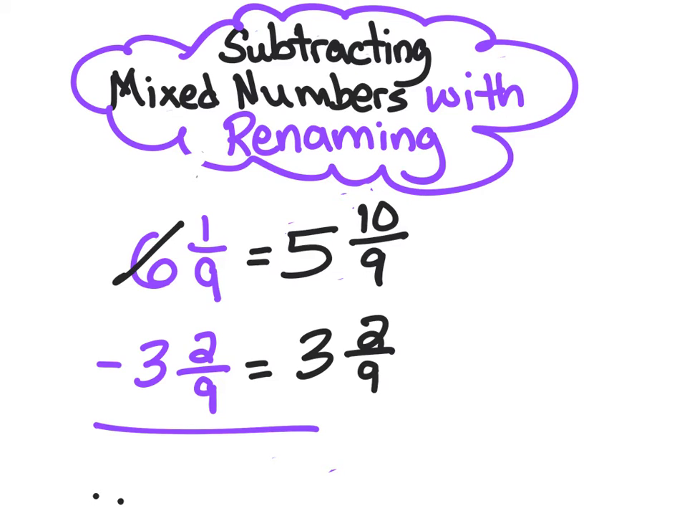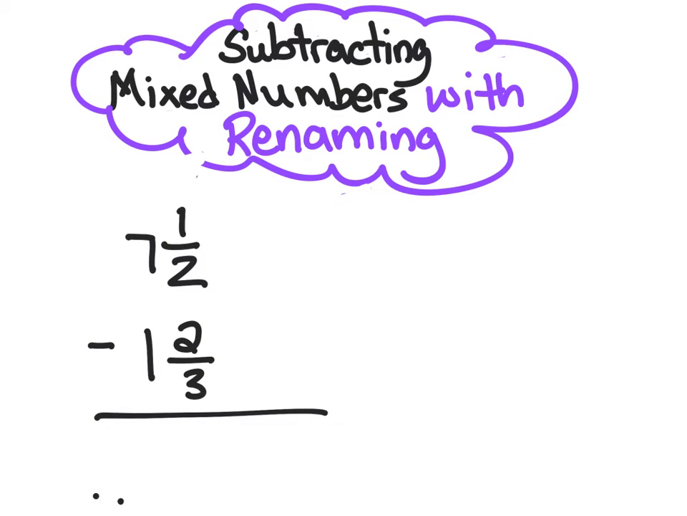10/9 minus 2/9 is 8/9. In the whole number, 5 minus 3 is, of course, 2. So our answer is 2 and 8/9. And this will not simplify any further.